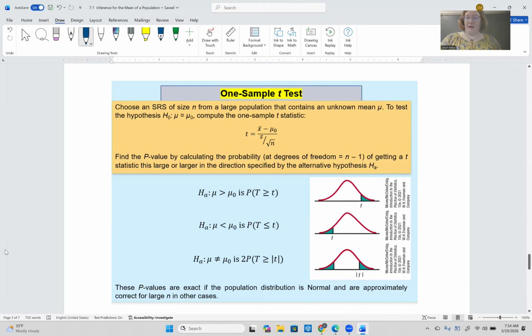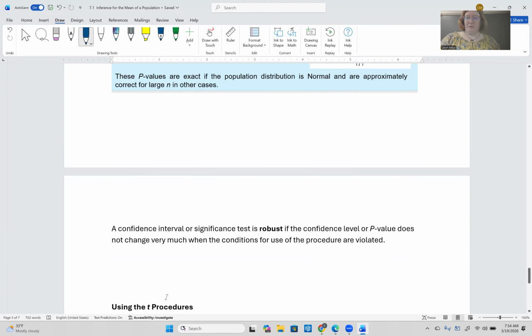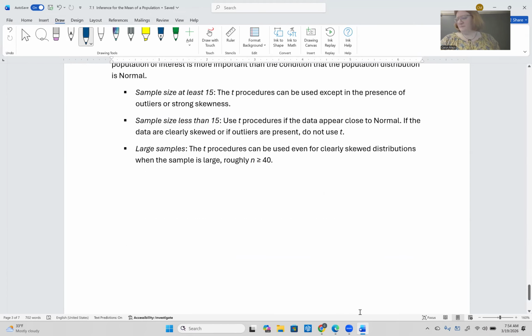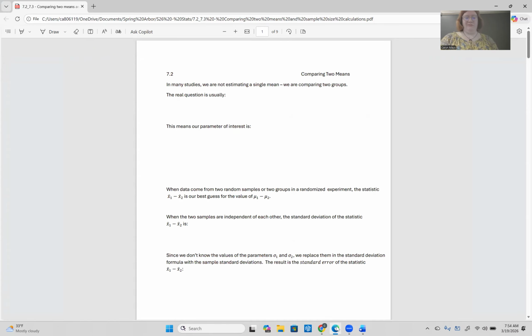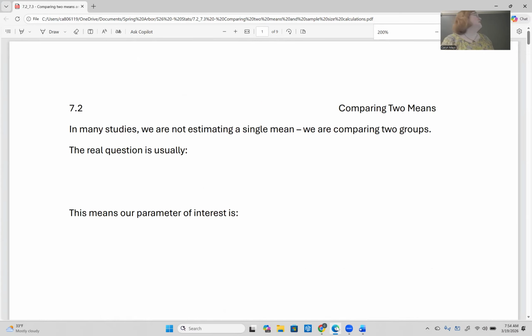And then right at the end, we got into 7.2, which talked about, once again, not always the most realistic to look at one mean. What's more realistic is looking at two means. So more typically, we're going to look at a difference in means of two populations.